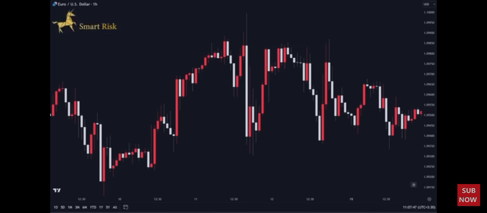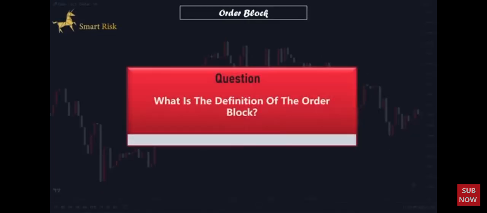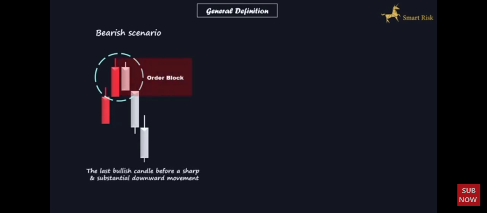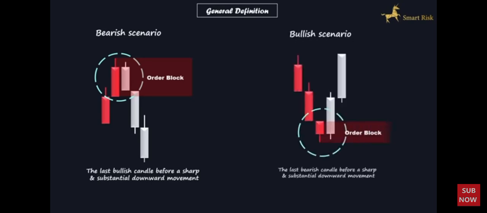Welcome back, traders. So let's get started. Now let's dive deep into the details of the order blocks and see what is the exact definition of the order block. In the bearish scenario, order block refers to the zone corresponding to the last bullish candle before a sharp and substantial downward movement that generates a valid break of structure. Similarly, in the bullish scenario, it refers to the area corresponding to the last bearish candle before a sharp and substantial upside movement that forms a valid bullish break of structure.